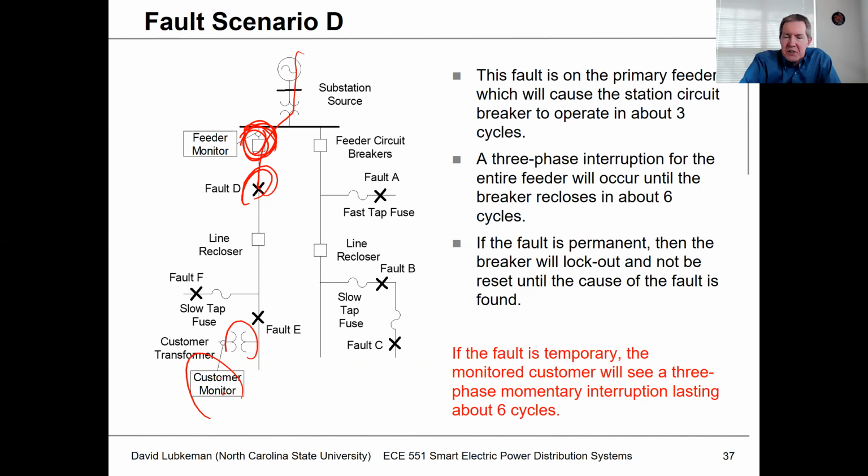Maybe the fault's going to get cleared, but the customer is going to see a lot of power quality events as a result of that particular type of operation. These station breakers tend to trip open pretty fast and tend to reclose pretty fast, but there's still going to be delays on the order of cycles in this case. And we'll go through a worked example with some numbers in this case.